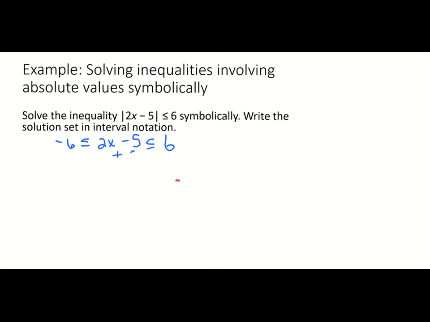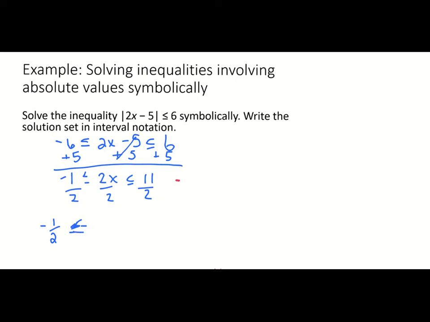First, I'll add 5 to all three parts of the inequality, and I'll end up with negative 1 is less than or equal to 2x, because our 5's cancel out, which is less than or equal to 11. Then we'll divide by 2, and we'll do that to all three sides. So we end up with negative 1/2 is less than or equal to x, which is less than or equal to 11 over 2.